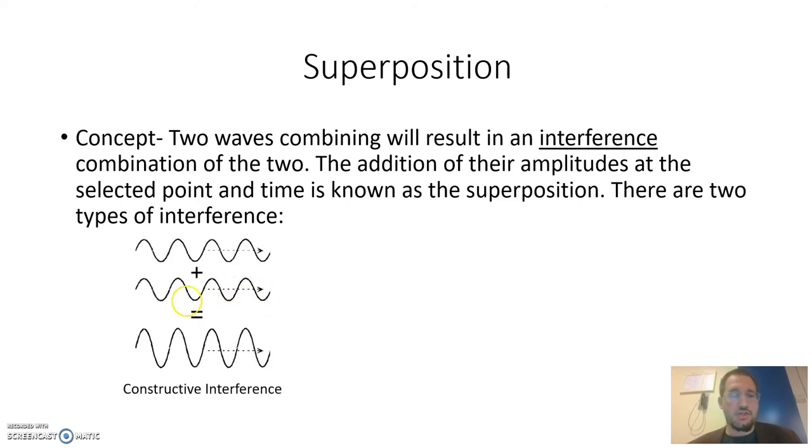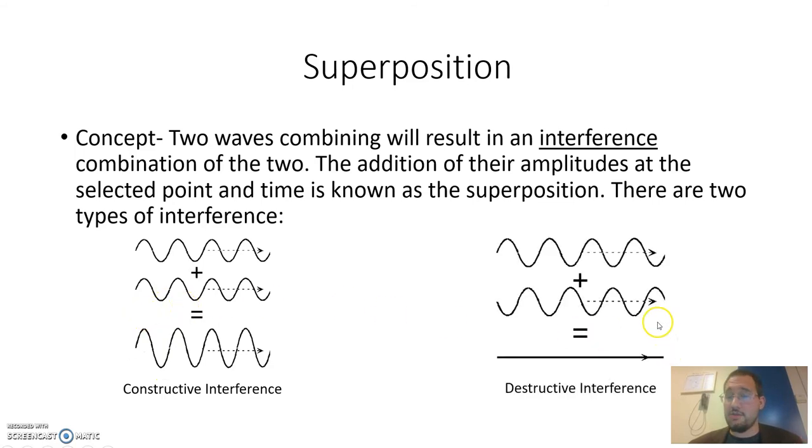You have constructive interference, which if we observe right here, we can see two waves when they come together and they're working together. Their amplitudes are on the same side. Effectively, the amplitudes both have the same sign, so both positive or both negative, as the second dip down would indicate. You get a much larger wave, a combination of the two. You just add their waves together.